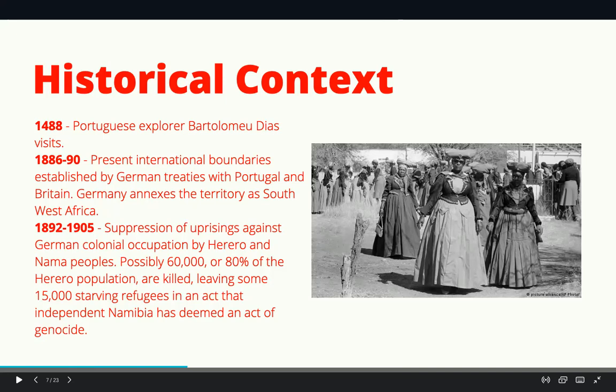However, before that, between 1892 and 1905, there was a huge social rebellion, and a suppression of the uprising against German colonial occupation by the Herero and Nama peoples. It is calculated that possibly around 60,000 people, or 80% of the Herero population, were killed, leaving 15,000 starving refugees, in an act that independent Namibia regards as genocide.